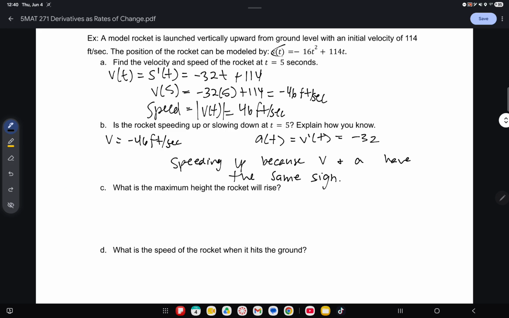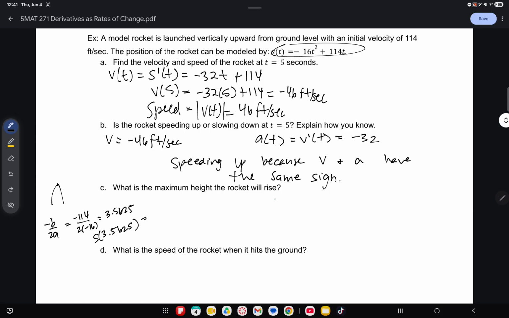Can do one of 2 things. The original position function is a downward facing quadratic. So we can use our pre-calc knowledge to find the maximum, right? Which would be -b over 2a. And then we can substitute that in. So -b over 2a, which gives me 3.5625. And then I could plug that in and get that maximum height.